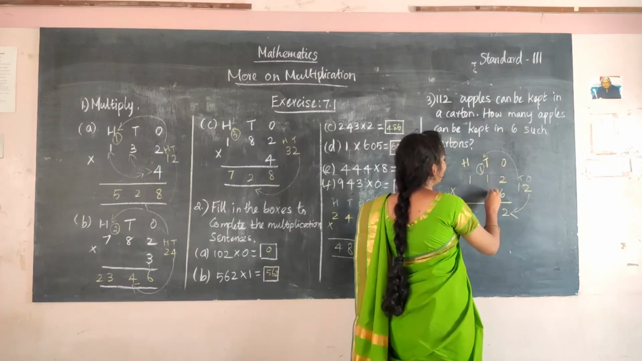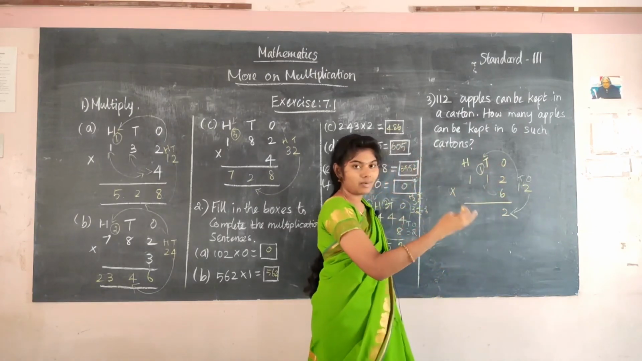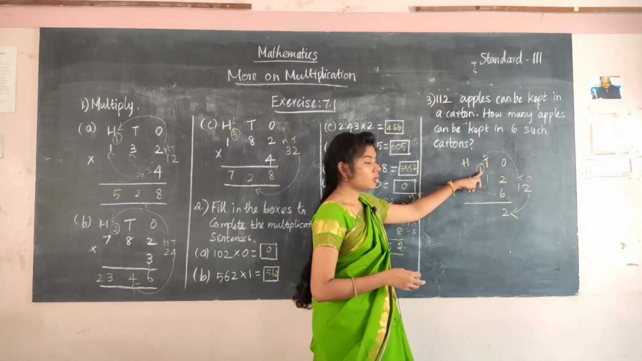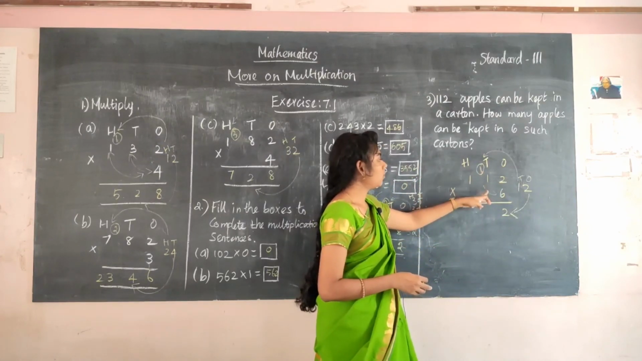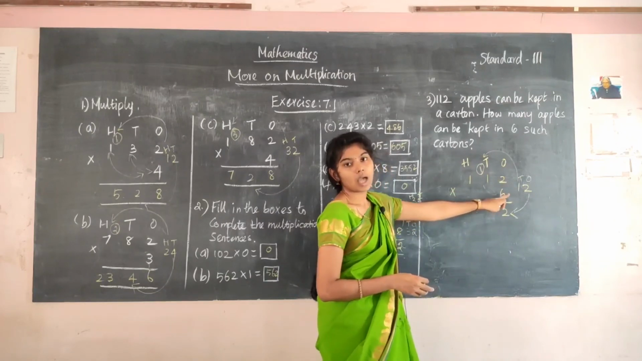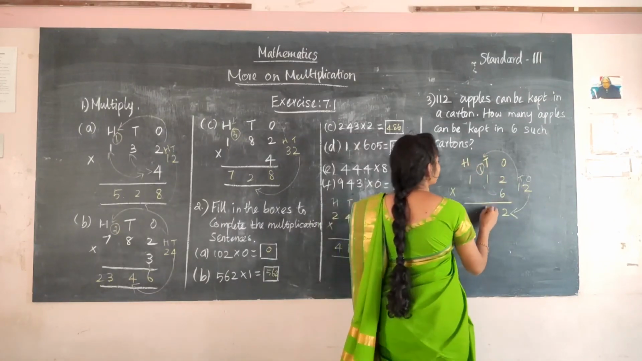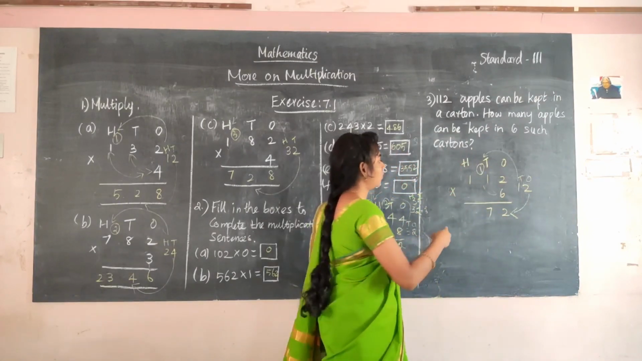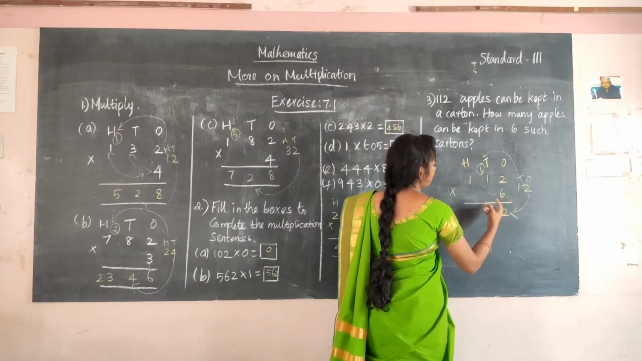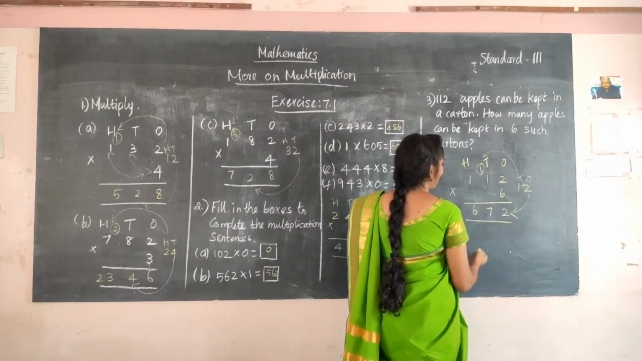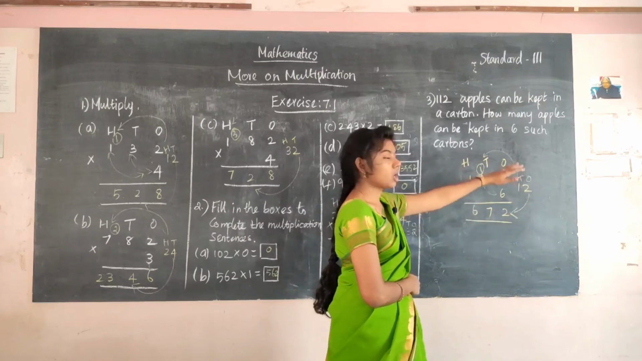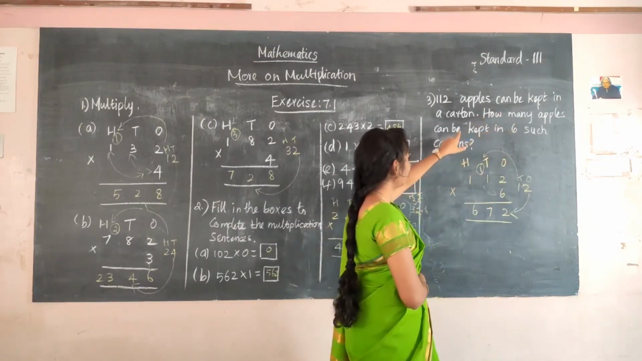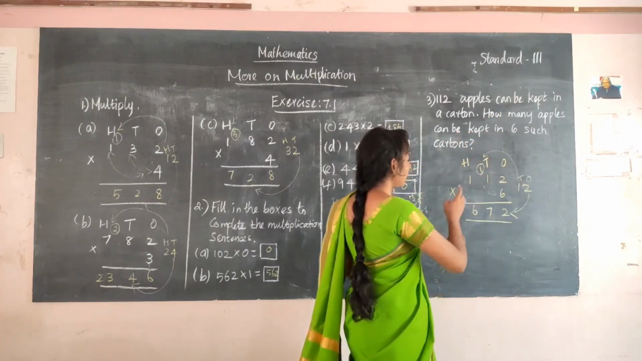Next you have to multiply these two numbers, the tens place and the ones place number. 1 6 is 6. You should not write 6 like that. Here we have a carry over number, so you have to add that number also. 1 into 6 is 6 and then 6 plus 1 is 7. 7 in the tens place. And now we have to multiply the hundreds place number and the ones place number. 1 into 6 is 6. So the answer is 672. So how many apples are there in 6 cartons? 672 apples can be kept in 6 cartons. So write that as the answer.